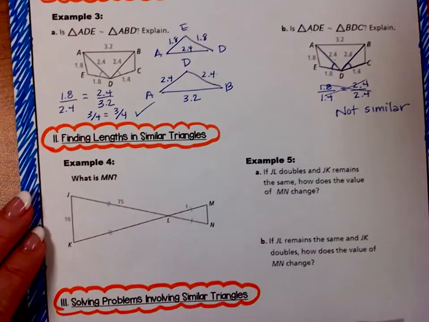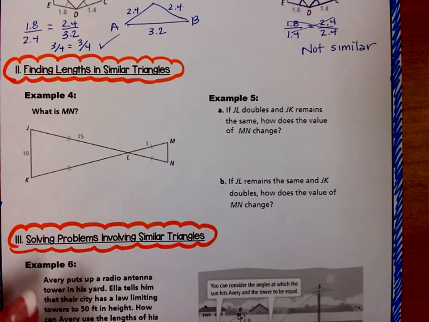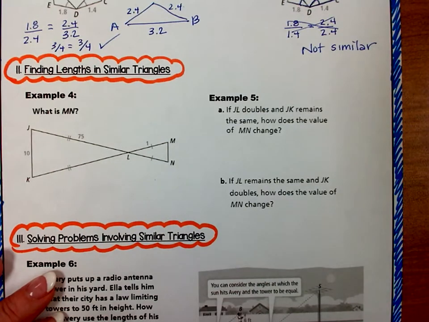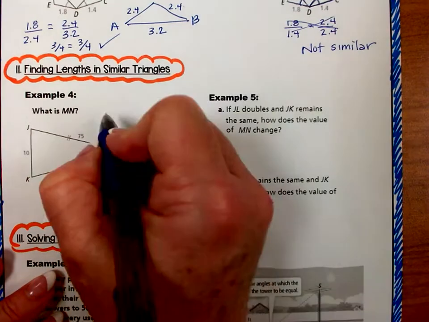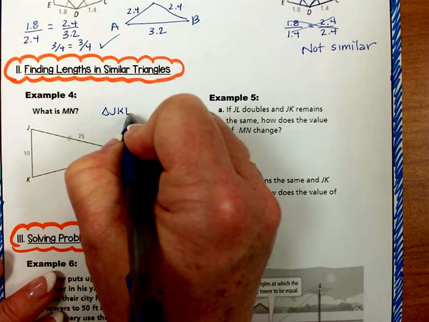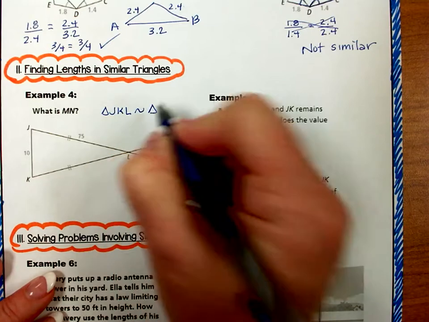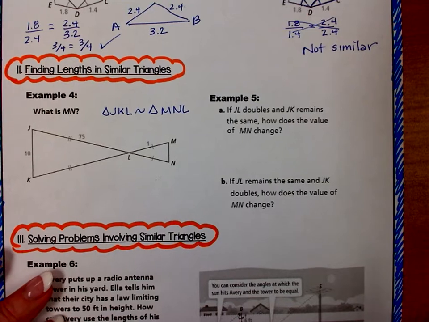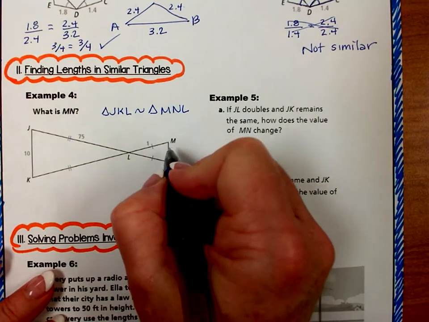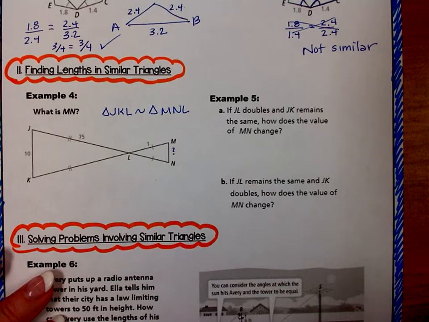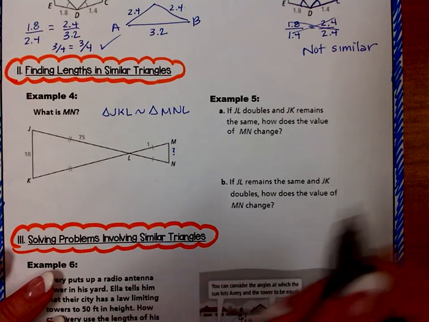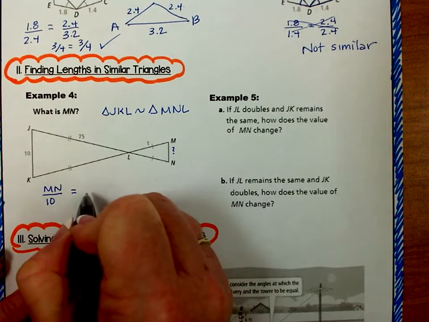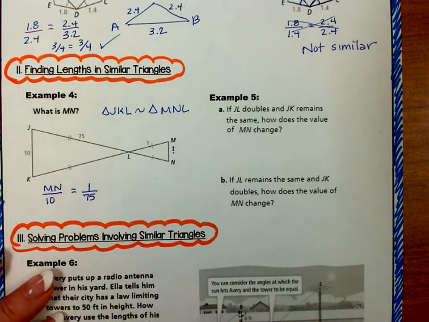Okay, let's take a look at finding lengths in similar triangles. Okay, so we have two isosceles triangles. So we can say that JKL is similar to triangle MNL, and we can compare those sides to find the missing length. So we are looking for MN. So we can set this up as MN over 10 is equal to 1 over 75.